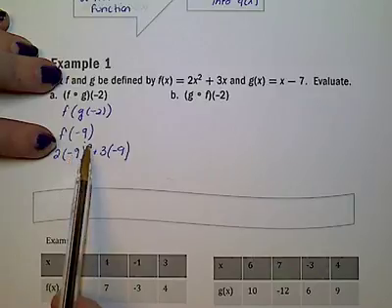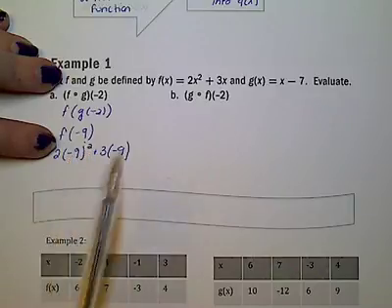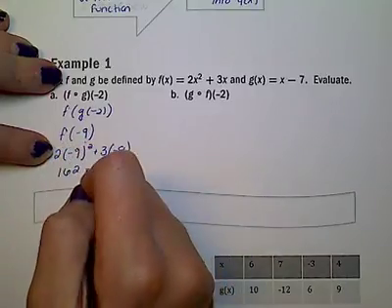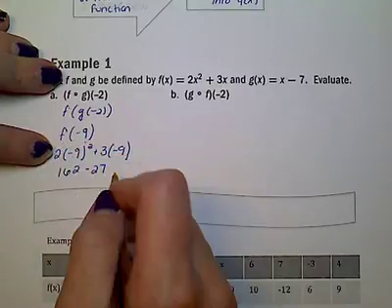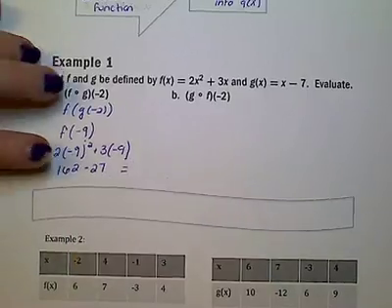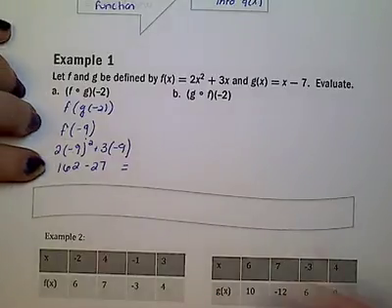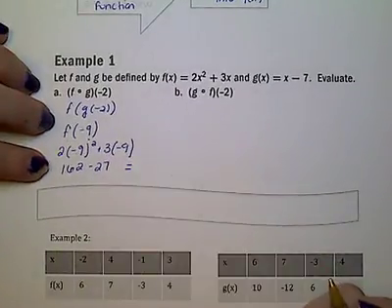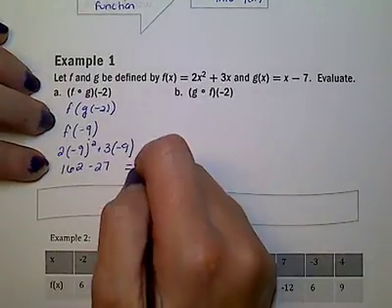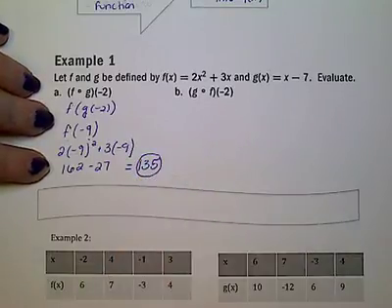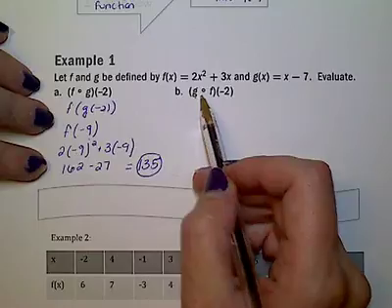So negative 9 squared is 81. 81 times 2 is 162. And then I'm going to subtract 27 from that, which will equal, let's see, I think 135 if my math is correct here. Oh, wait. Yes. All right. Good. Now we're on to g of f of negative 2.